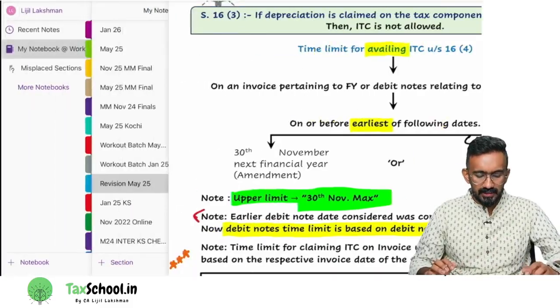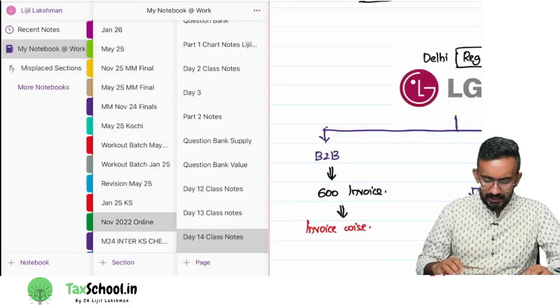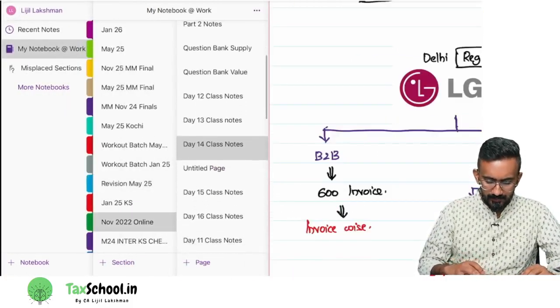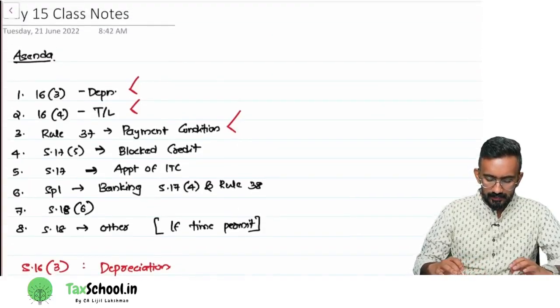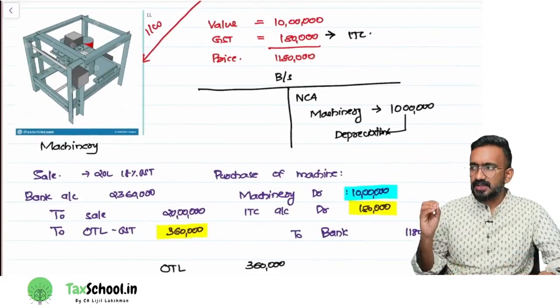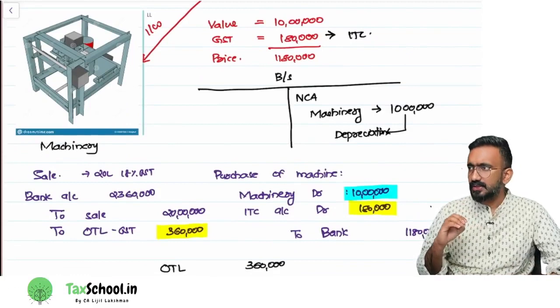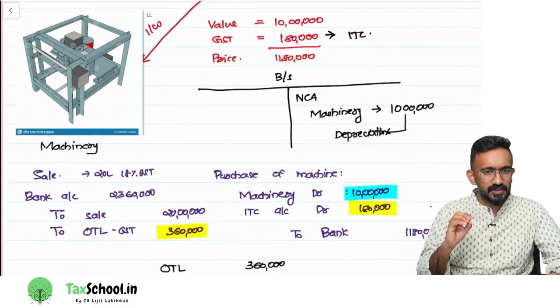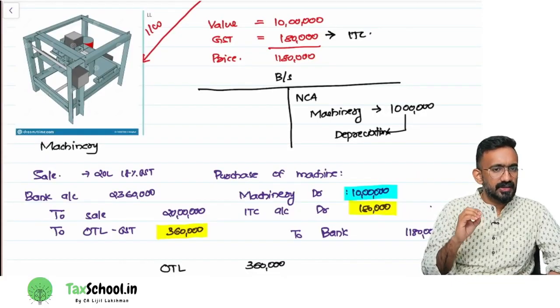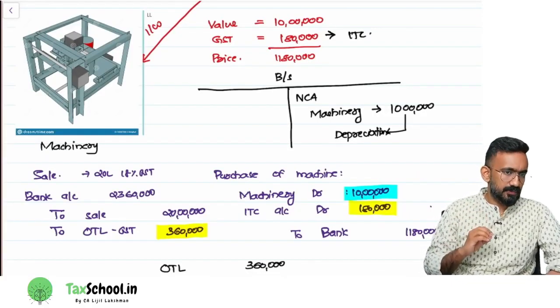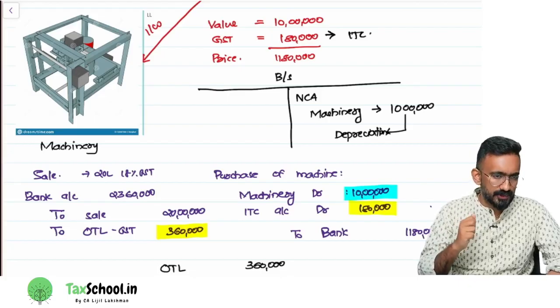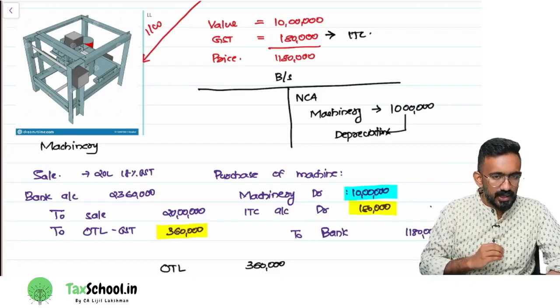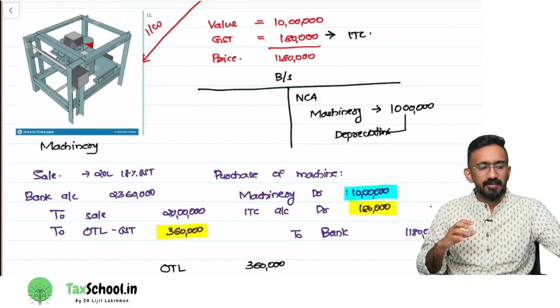What is the meaning of that? If you want, I can quickly put you through an example. Say I purchased a machinery, right? Value is 10 lakh. GST is 18%. So I would have paid how much? 11 lakh 80,000. I paid this much to purchase a machine. It is a capital goods.